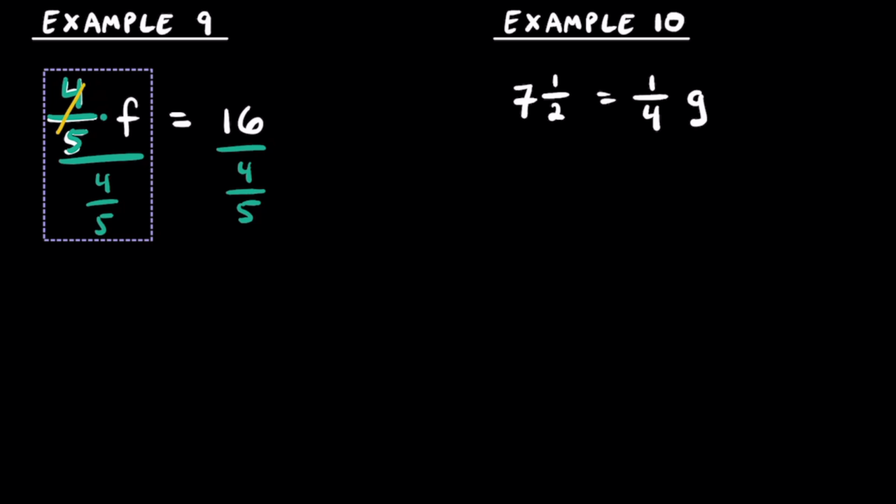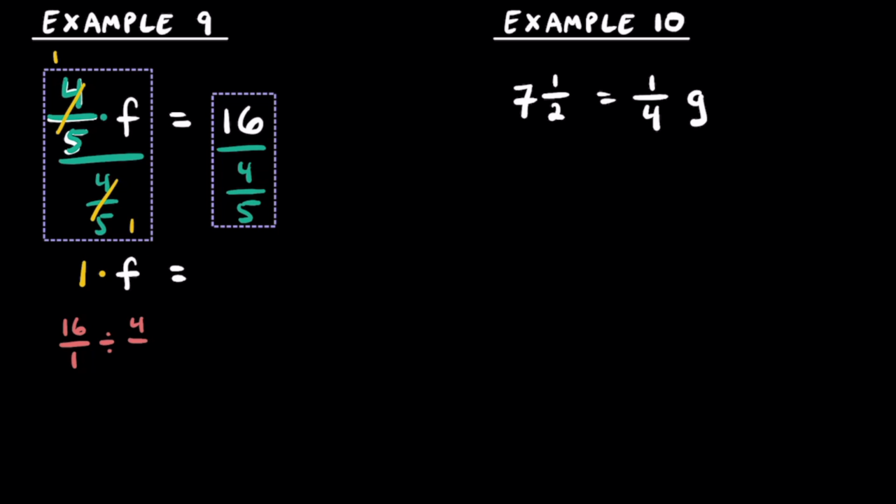On the left side, these 4/5 are going to cancel each other out, which was the whole point, and we're left with 1 times f on the left side of the equation. To figure out what 16 divided by 4/5 is, I'm going to go ahead and write that out. So 16 as a fraction is 16 over 1, and we're going to divide that by 4/5. So remember, when we're dividing fractions, we leave the first one alone, and we multiply by the reciprocal of the second one. So that's going to be 5/4.